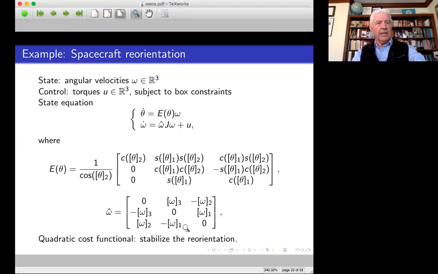This is an optimal control problem which models the spacecraft reorientation. This is the system here. I'm not going to go into explaining what this is, not to mention that I'm not really an expert in aerospace. But the goal is to stabilize the reorientation of the spacecraft when hanging somewhere in space.